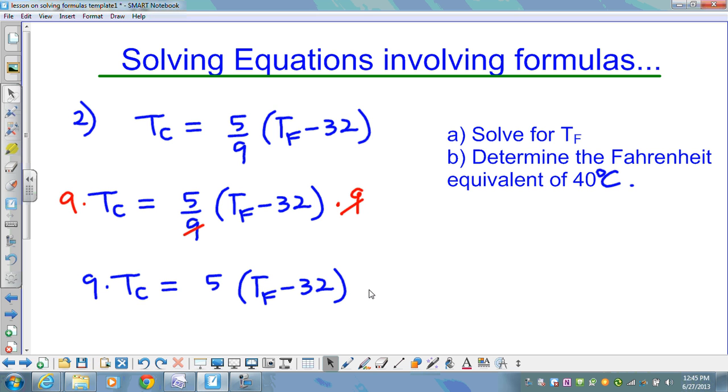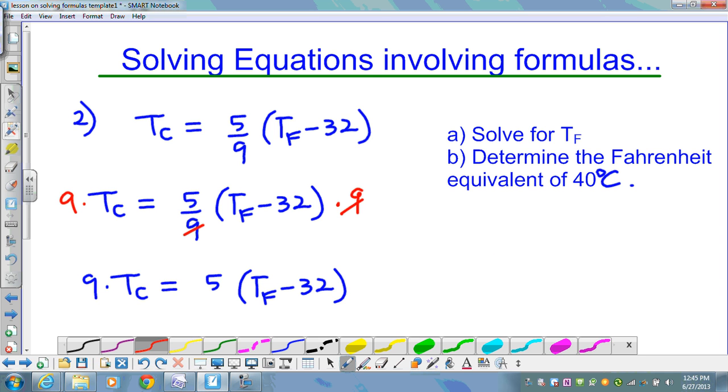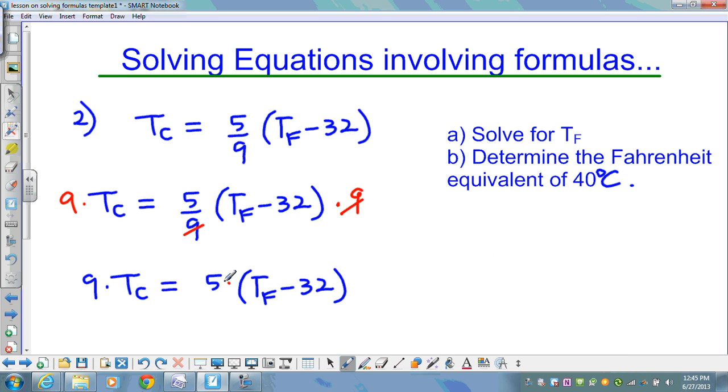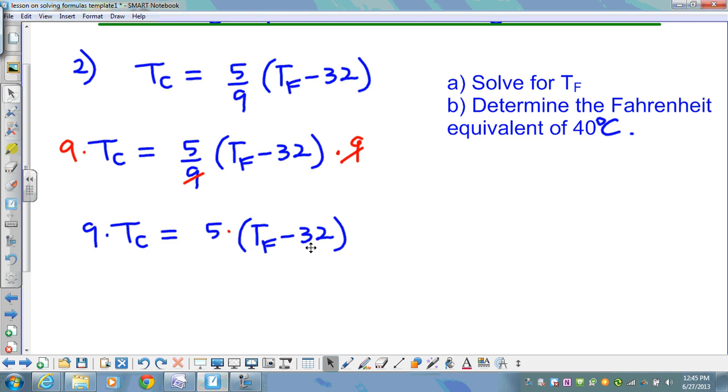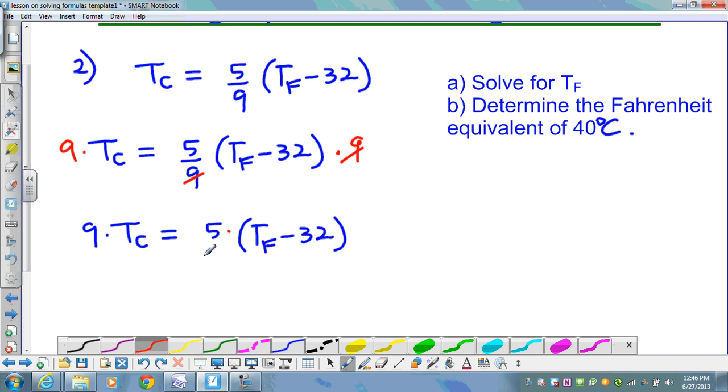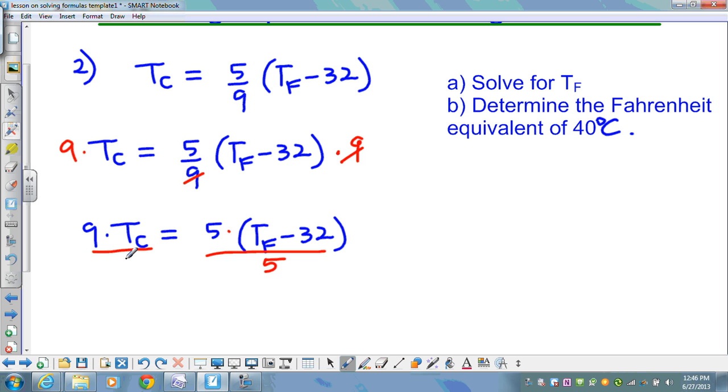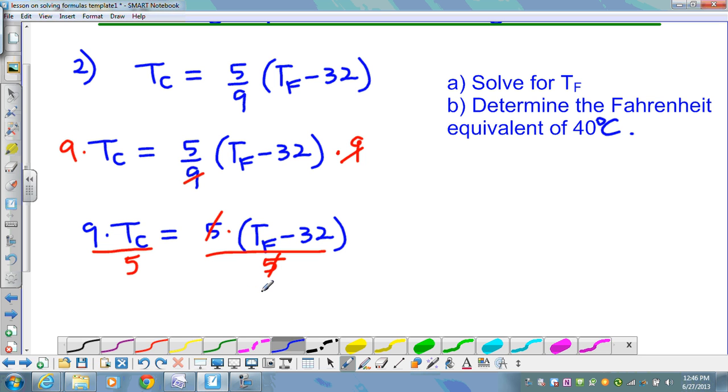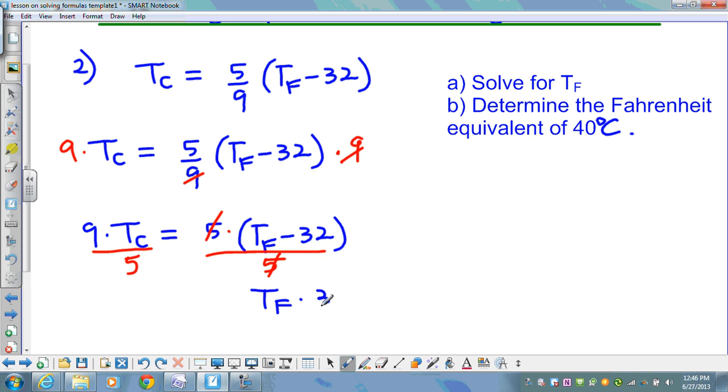Now further, to solve this for T sub F, we need to get rid of this 5, which is being multiplied with this quantity. So to get rid of that, we're going to divide both sides by 5. So now the 5's cancel, and we have, on the right-hand side, T sub F minus 32 equals 9/5 times T sub C.